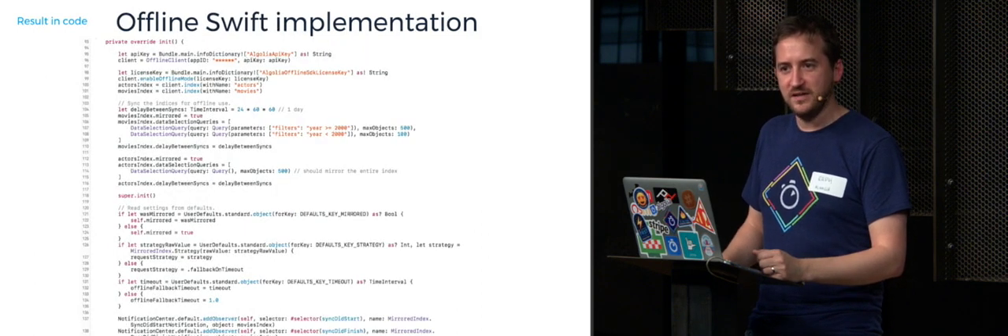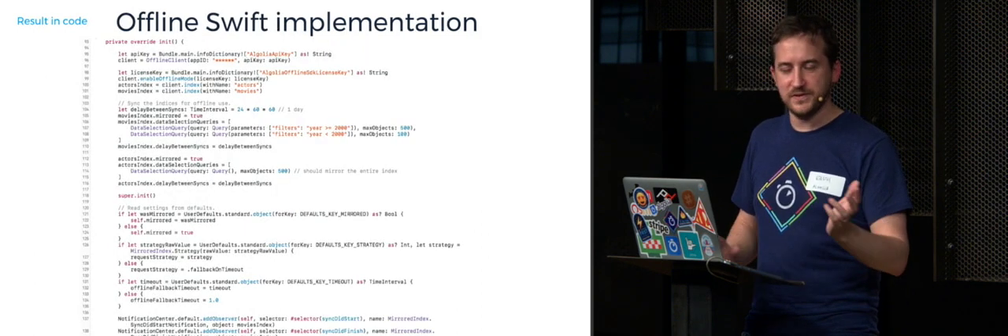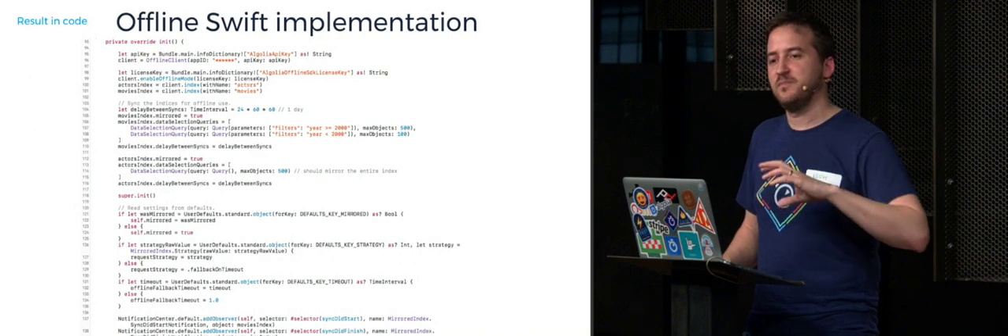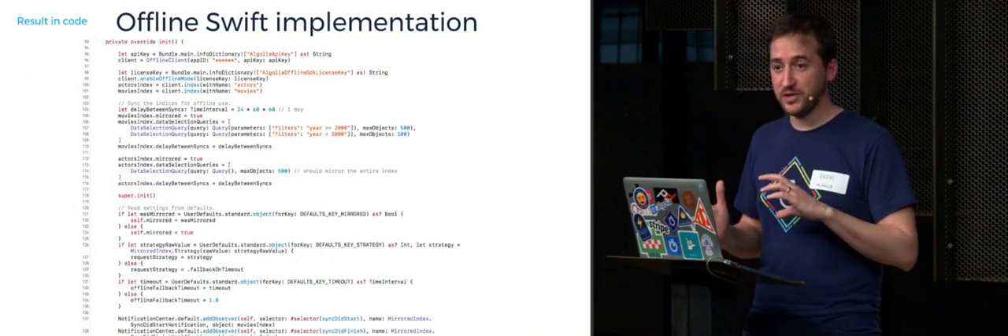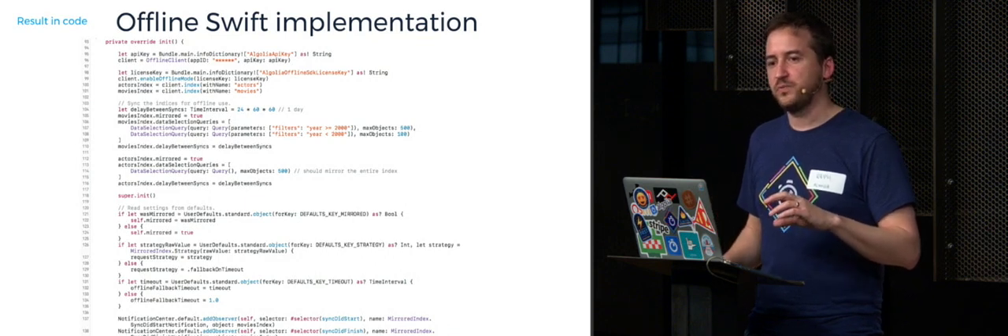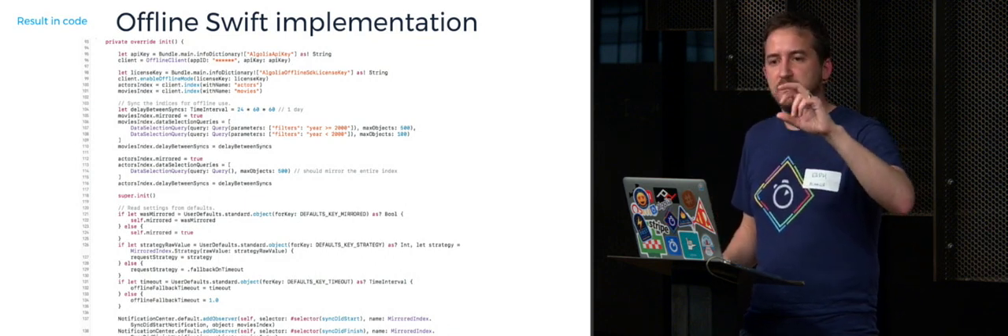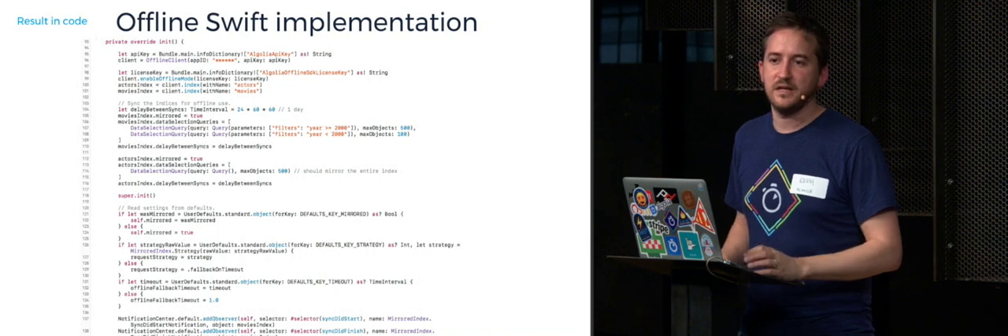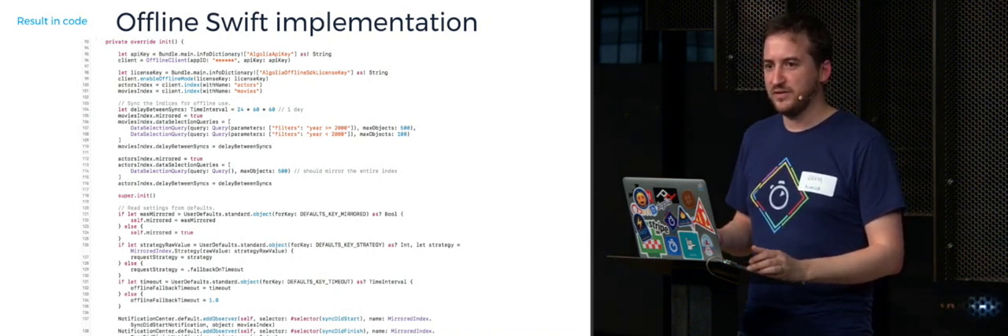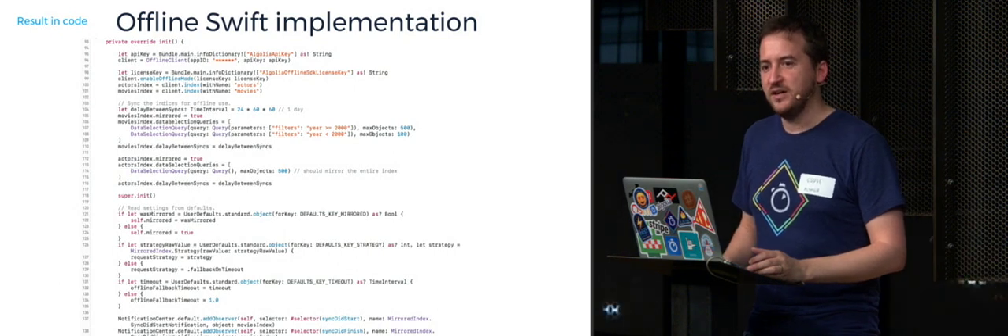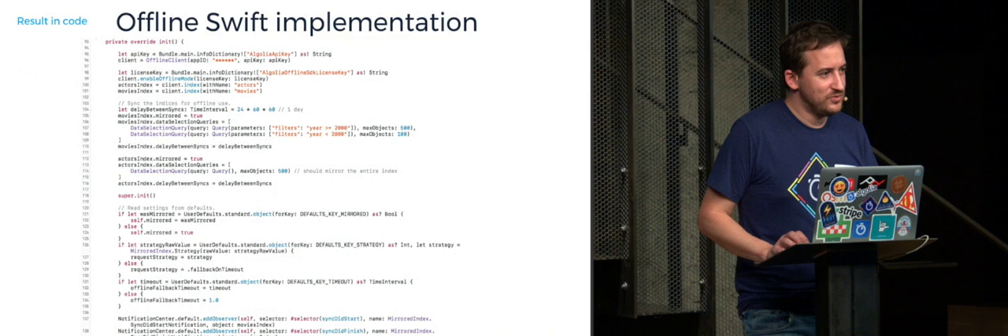For the offline implementation, it's the same part. You see there's a bunch more code, and this part needs to be done for the configuration of the syncing. But when you think about it, it's only something like 50 lines of code added just to enable this kind of search experience offline. So pretty easy to do.